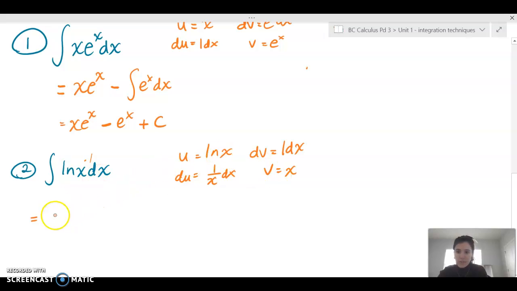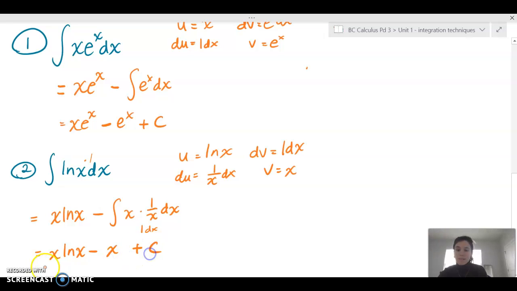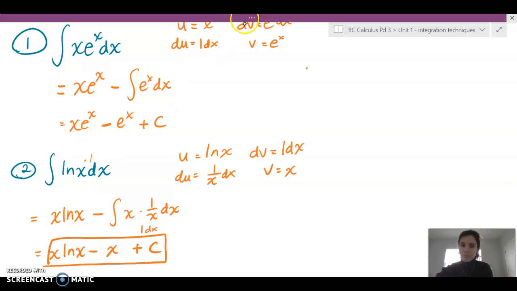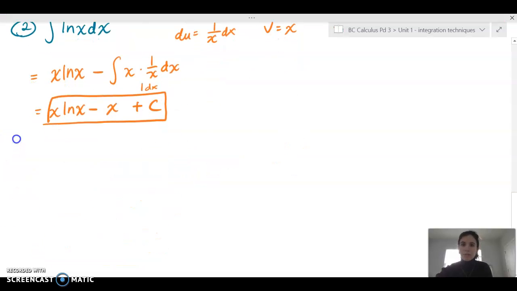So uv, we have x times the natural log of x, I just switched it around, minus the antiderivative of ultraviolet voodoo. So v du would be x times 1 over x dx, which you'll notice simplifies to 1 dx, and we integrate one more step. So we have x times the natural log of x minus x plus c. Ta-da. All right. Let's do another example.